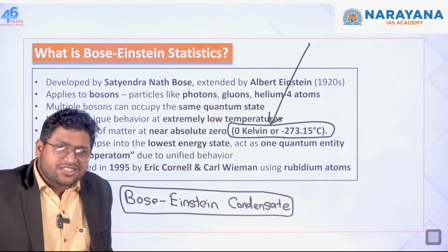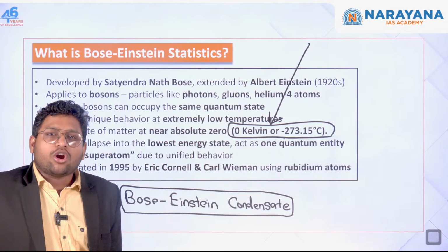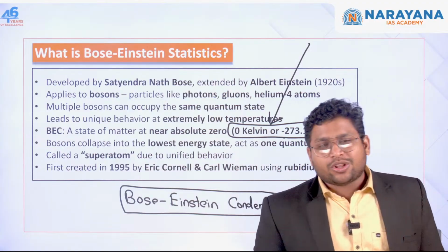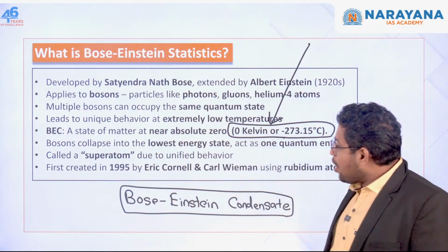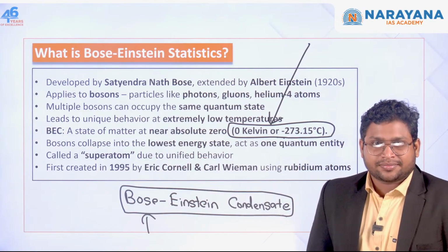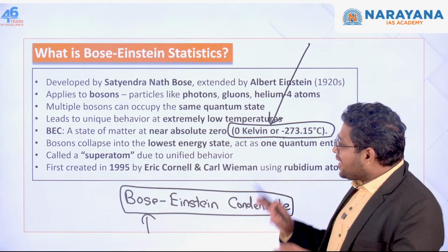And at this temperature range, what will happen to this material? Now it will not remain in solid form. What it will become is a Bose-Einstein condensate. Okay. Now what exactly happens at this stage?